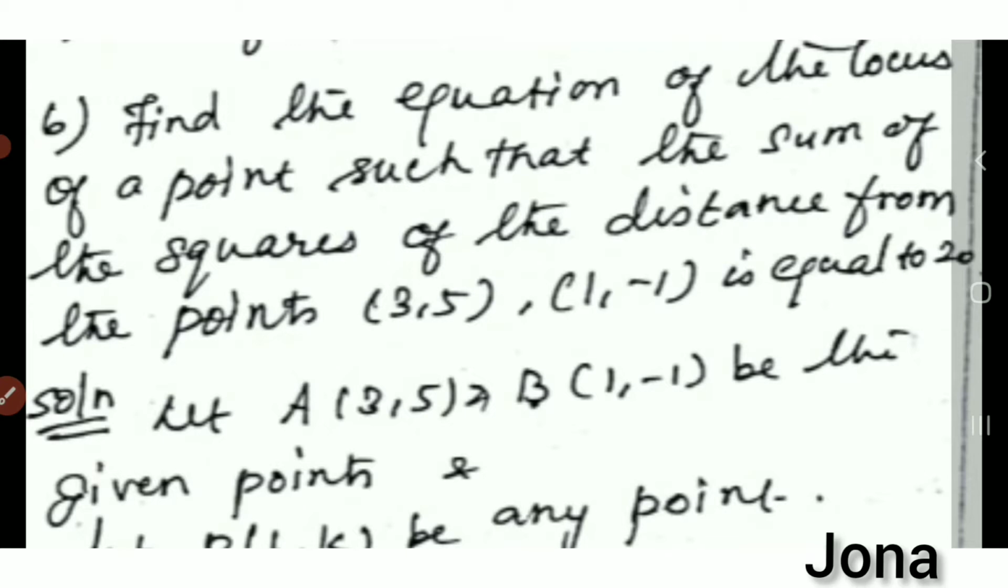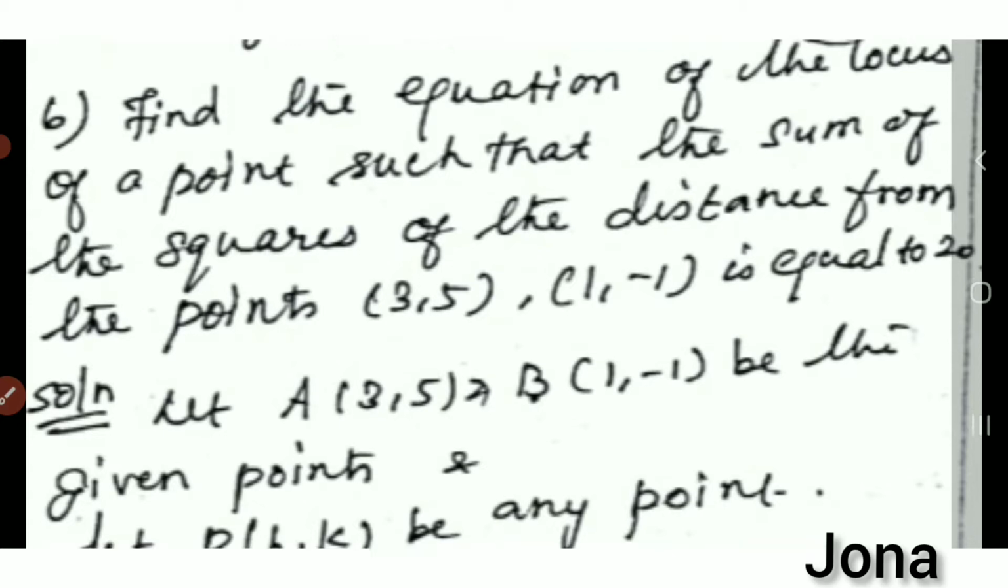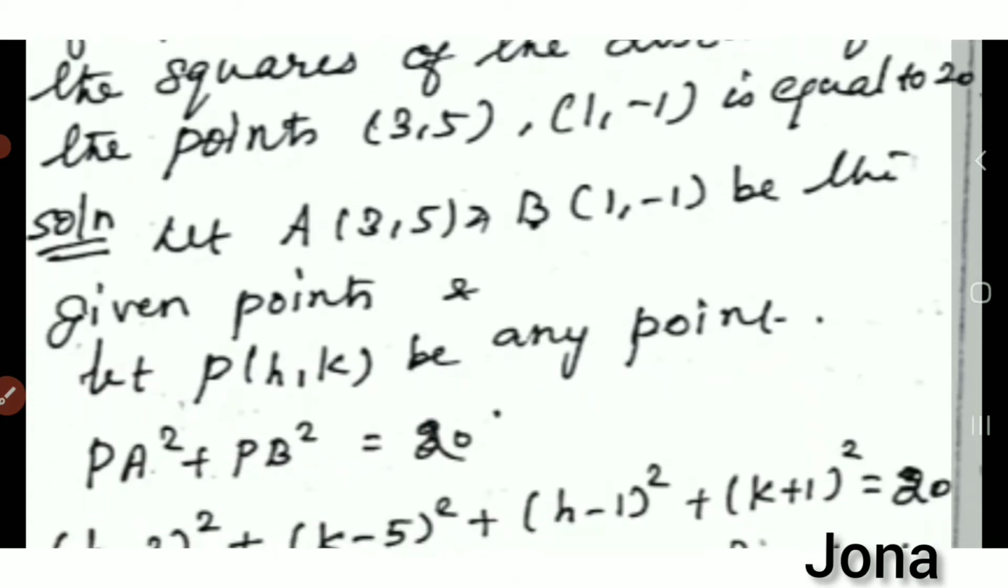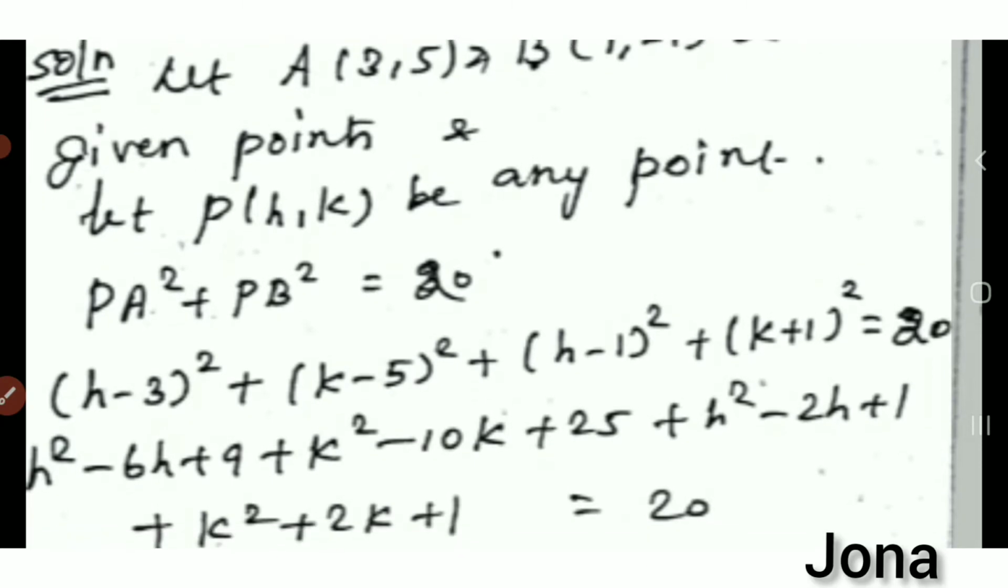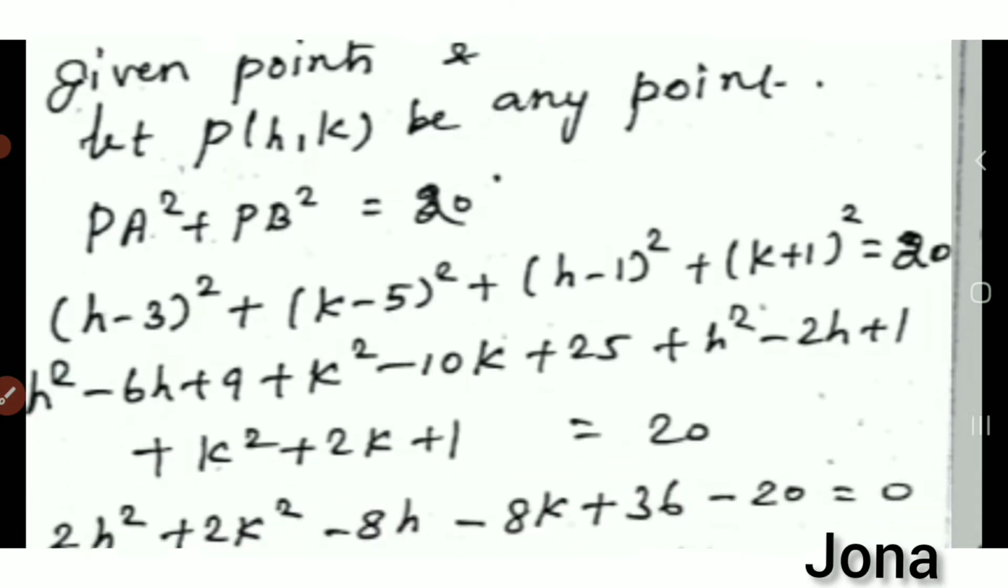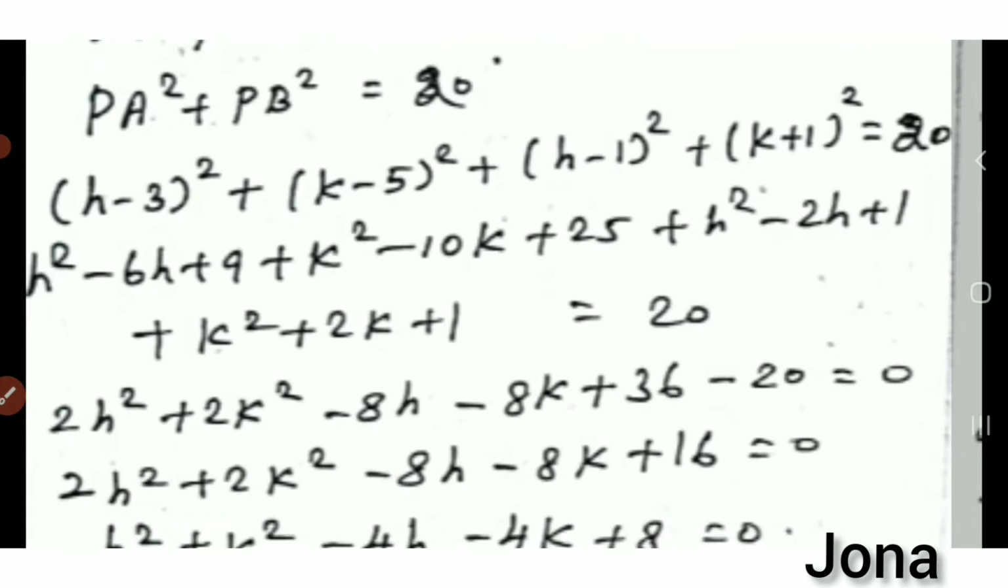We know the distance formula, square root of (x1 minus x2) the whole square plus (y1 minus y2) the whole square, isn't it? So we are going to use the formula here. Let A be the point (3, 5) and B be the point (1, -1) be the given points. Here P(h, k) be any point. So we can have PA square plus PB square equal to 20.